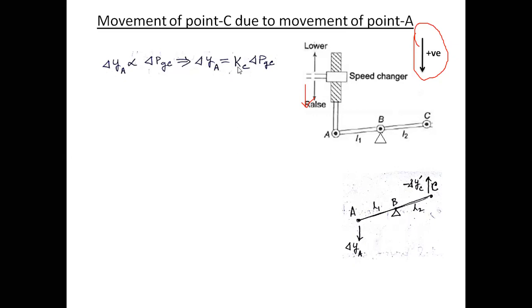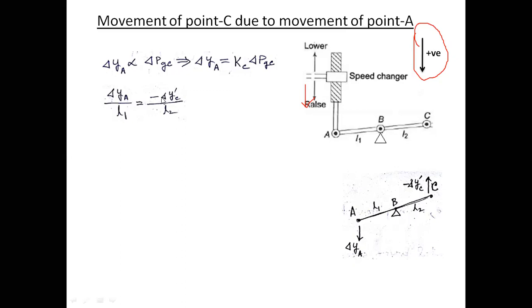Kc is the proportionality constant. In the next equation, from the fixed point B, you have to consider the lengths L1 and L2. That is, AB is L1 and BC is L2. So the equation becomes del YA divided by L1 equals del YC dash divided by L2. In the numerator we take the movement, and in the denominator we take the distance from the fixed point of the lever.